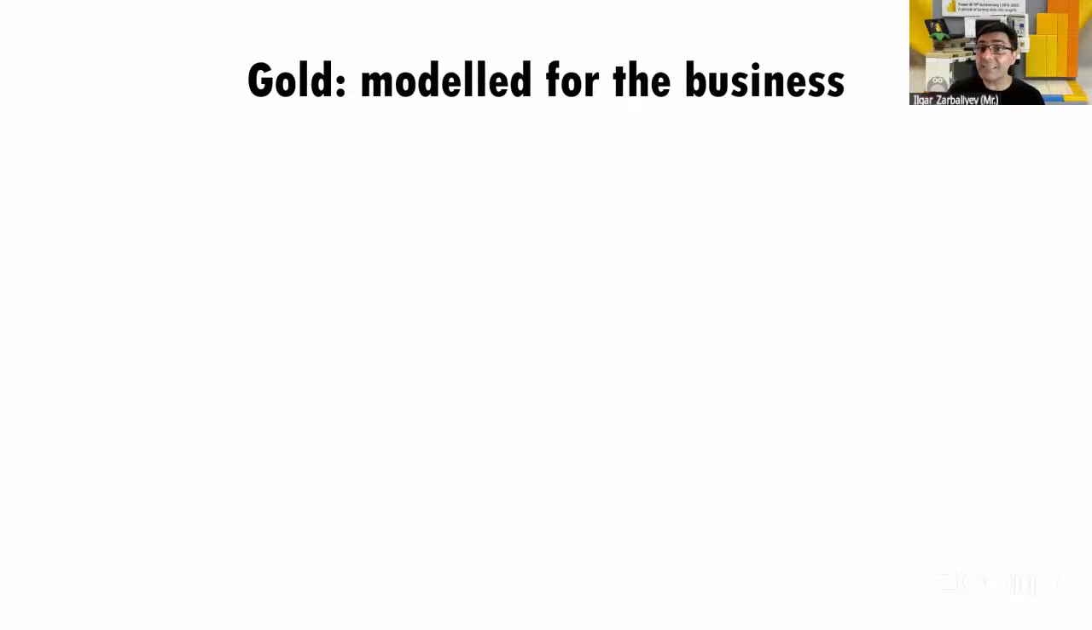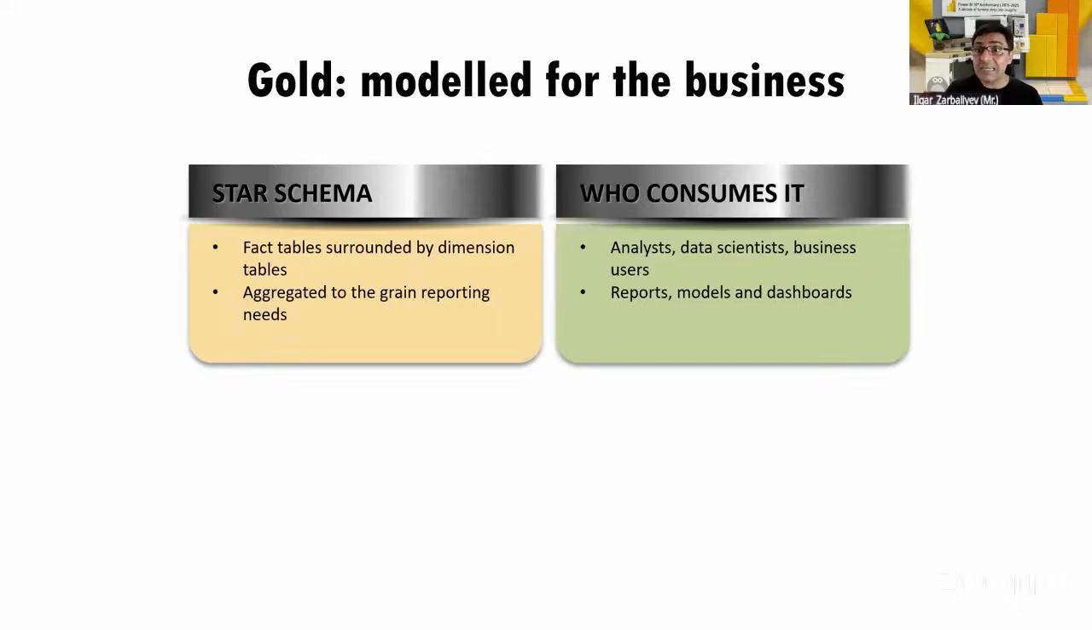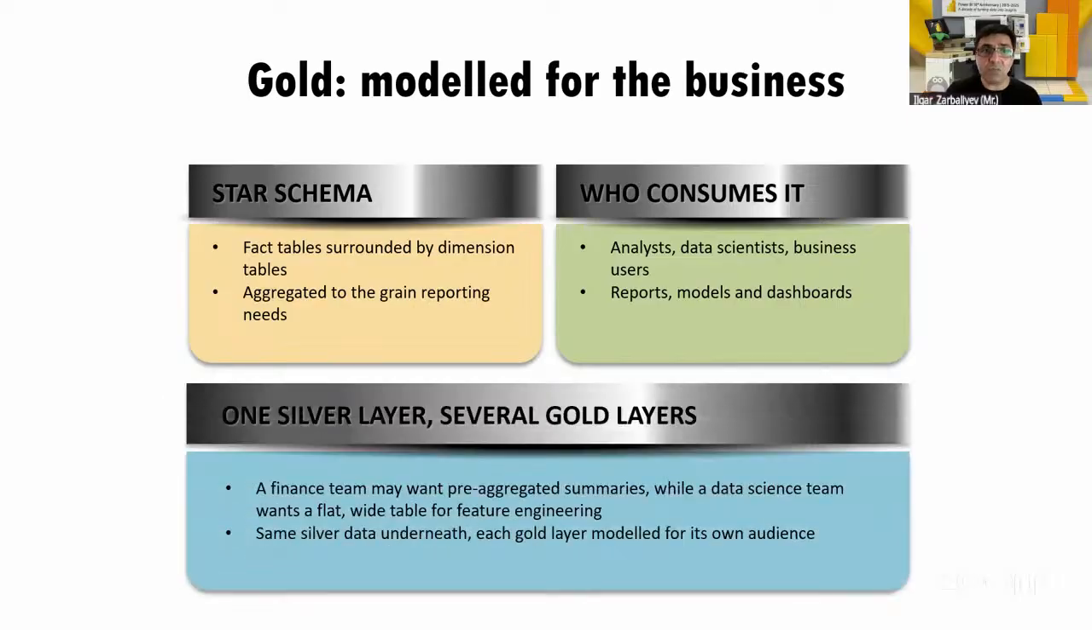Gold is where the data is shaped for the business. The common pattern is a star schema. Fact tables in the middle, dimension tables around them, aggregated to the grain that reporting needs. If you have built Power BI models before, this will feel familiar because it's the same modeling discipline. The consumers are analysts running reports, data scientists building models, and business users exploring dashboards. By the time data reaches gold, nobody should need to know how messy the data source was.